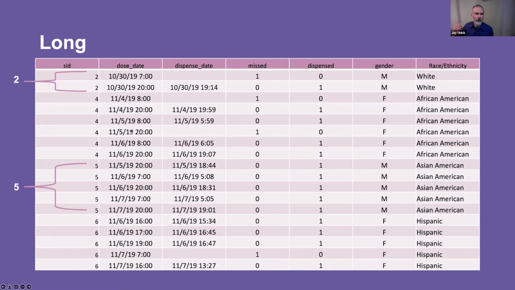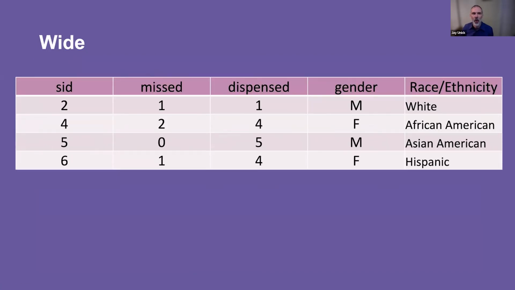But what if we want to move from a situation where we're presenting all of this data, which gets pretty complicated pretty quickly, to something more conventional, where we could put it in a report and say, the typical number of doses dispensed is X, or the typical number of missed dispenses is X. Well, then we have to collapse this data. And what I mean by collapse is we basically count up the missed doses and count up the dispensed doses for each person. And then if we did that, we would get wide data.